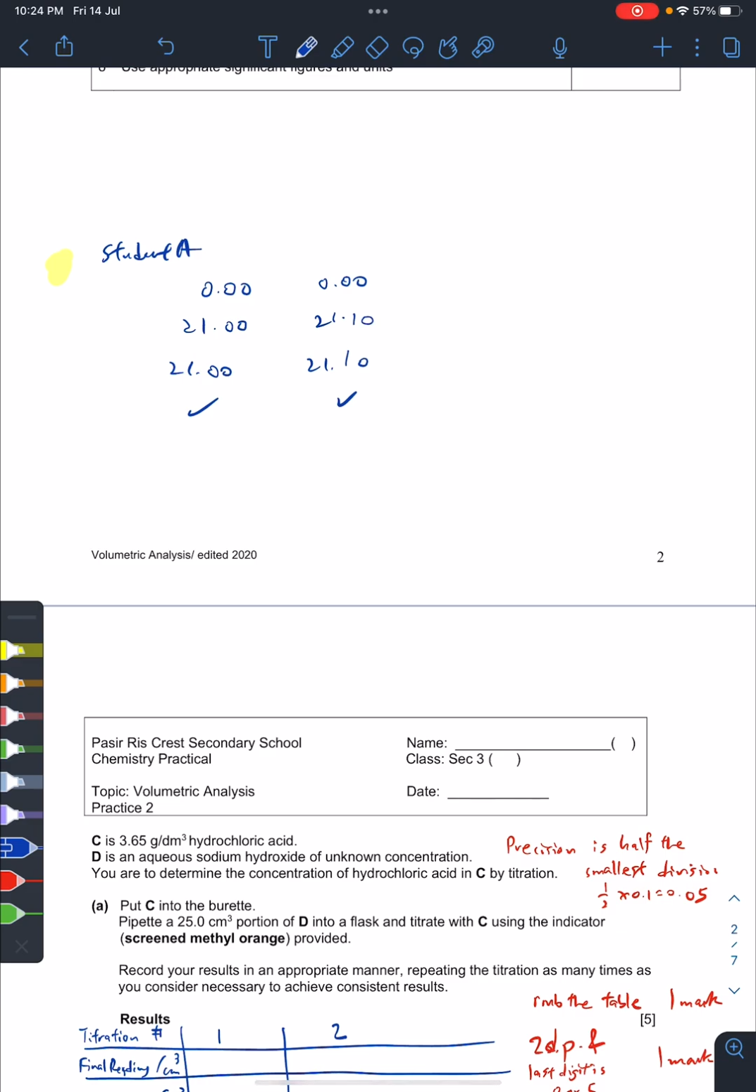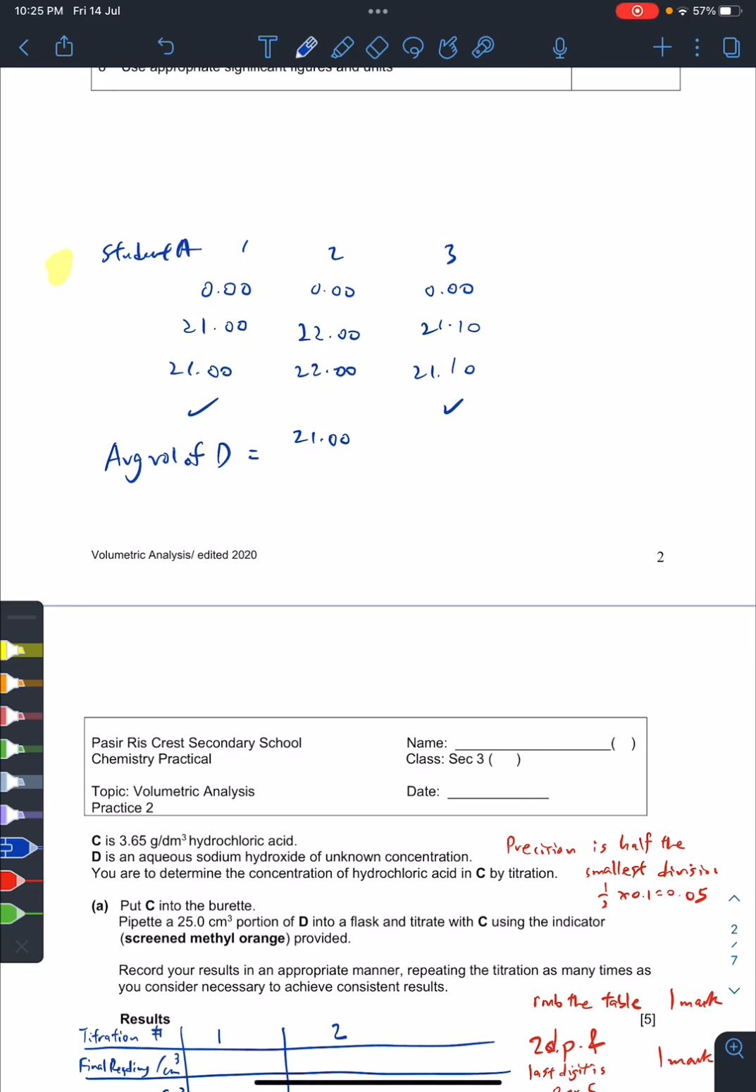21.00 and 21.10 means, yay, you get the accuracy mark. So for this student, your average volume is actually just 21. Let me exaggerate it further for you, shall we? 0.00. So first result, second result, third result. 29.00. Okay, that's a bit too much. 22.00. Then you realize the second result is a bit off.